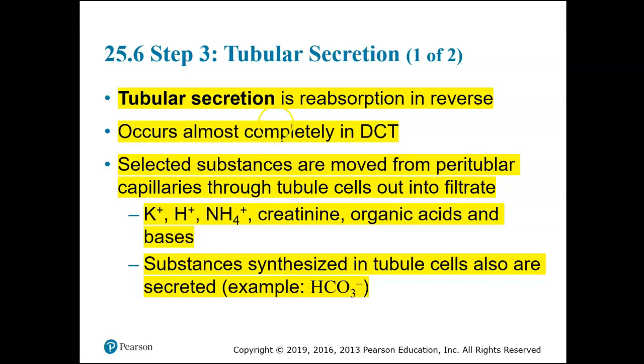Almost all secretion occurs in the DCT. The substances that are secreted are selected substances, and they're moved from the blood capillaries into the filtrate. Some of these substances are potassium ions, hydrogen ions, ammonium, creatinine, organic acids, and uric acid, and then certain bases like bicarbonate.